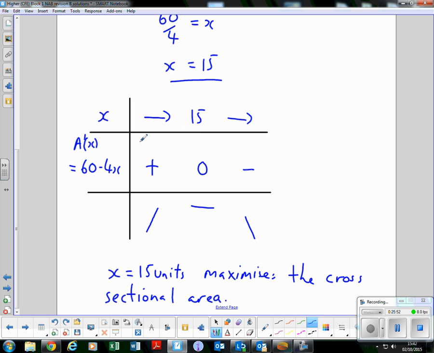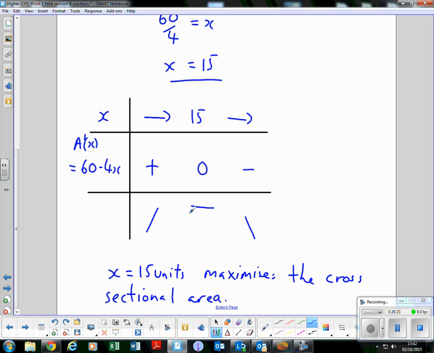0 is before 15. 60 minus 0 is 60, which is positive. After 15, we can pick any value. Let's pick 100. 60 minus 400 is definitely negative. Again, we could substitute 14 in and do 4 times 14 and get 56. 60 take 56 is still positive. As long as there's no other turning point, so here there's only one turning point or stationary point, we can pick any value either side.